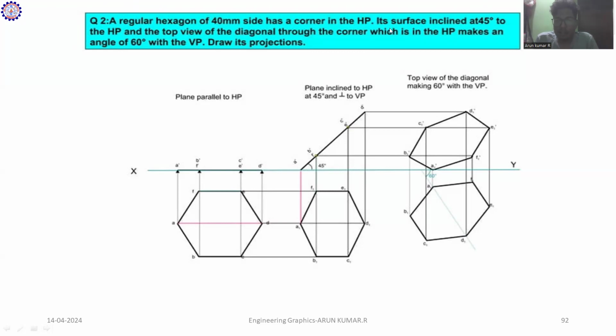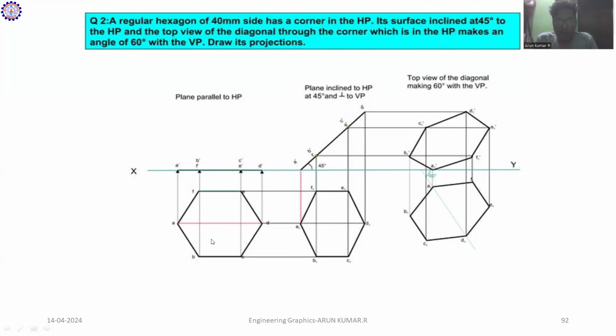Then the surface is at 45 degrees to HP, and the top view of the diagonal through the corner which is in HP makes an angle of 60 degrees with VP. So any one of the diagonals through the corner of your hexagon, in the top view, will make an angle of 60 degrees to VP. Draw its projection. It is quite a lot of information and a complicated problem, but let's move on.